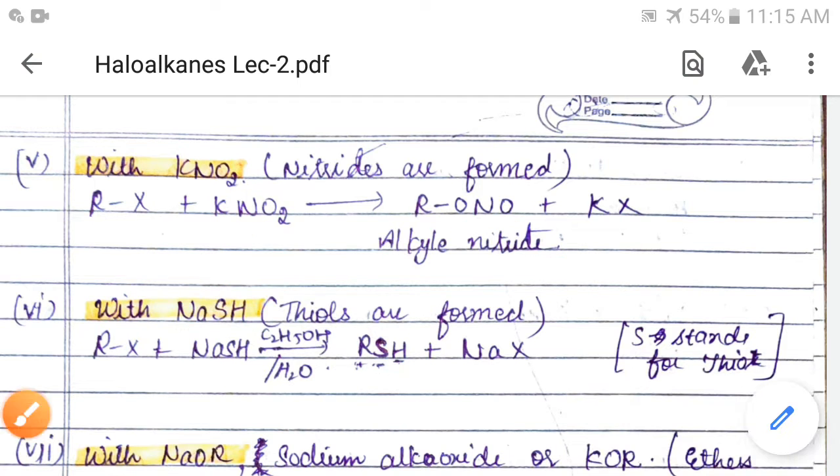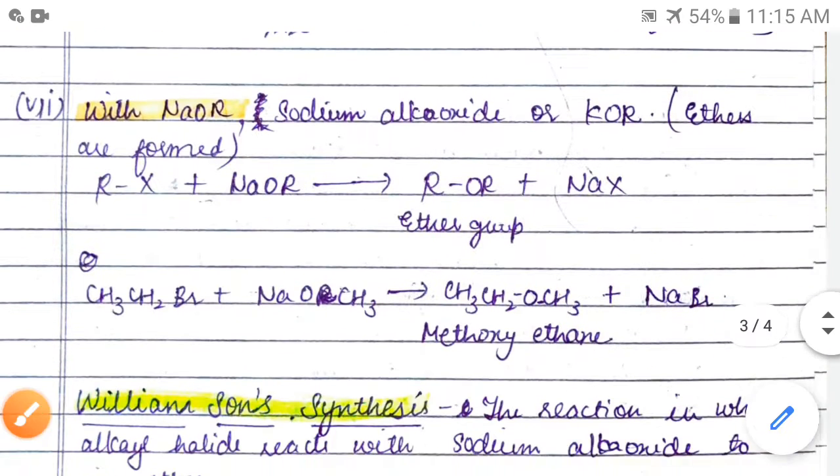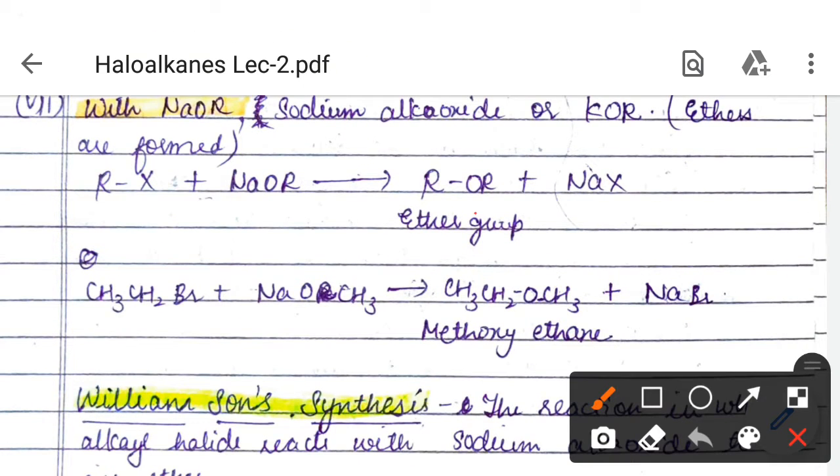Now if we treat haloalkanes with NaOR, then the OR group is introduced, that is X is substituted by the OR group and we get an ether group. Taking up an example, CH3CH2Br with NaOCH3, we get methoxyethane, this is an ether. So with sodium alkoxide NaOR, we get ethers, or it is the formation of ethers.